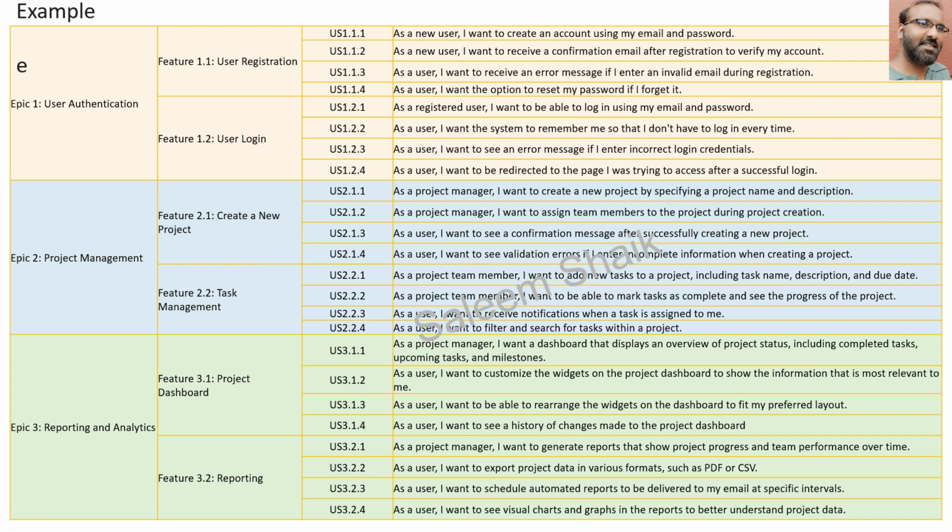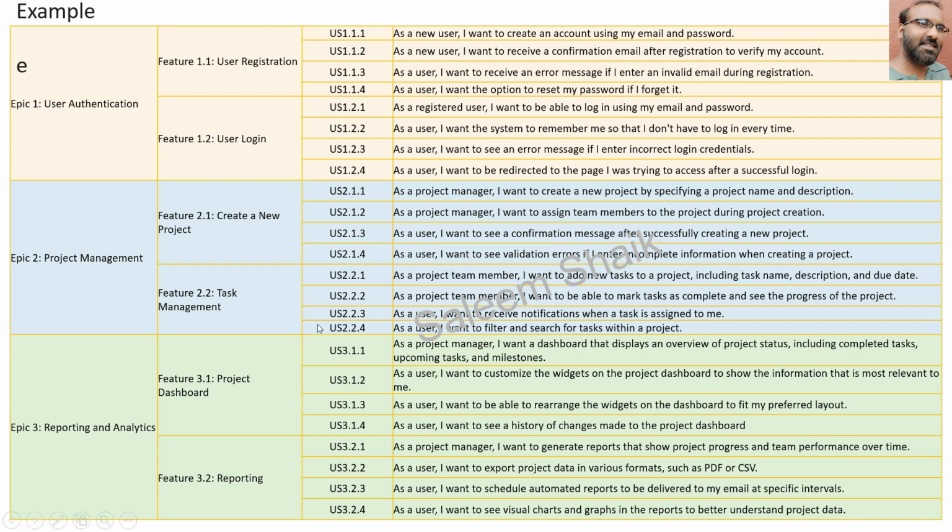Under creating a new project, what are the different user stories? As a project manager, I want to create a new project by specifying the project name and description. As a project manager, I want to assign team members to the project during the project creation. As a user, I want to see a confirmation message after successfully creating a project. As a user, I want to see validation errors if I enter incomplete information when I am creating a project. Right? They are different user stories.